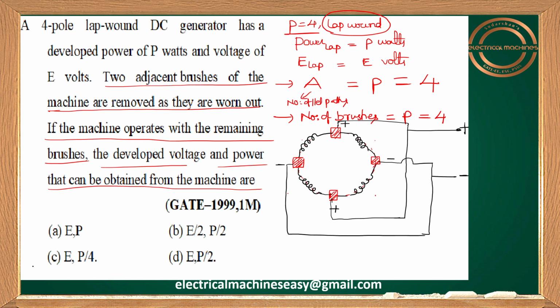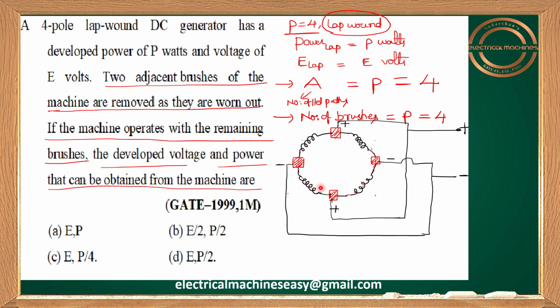Suppose, for example, let me use the laser pointer here. Suppose this brush is damaged, then this conductor and this conductor become dummy, because if this brush is damaged, there is no closed path for the current from this conductor. So what I'm saying is, if one brush is damaged, the conductors which are connected to that brush will become dummy here.